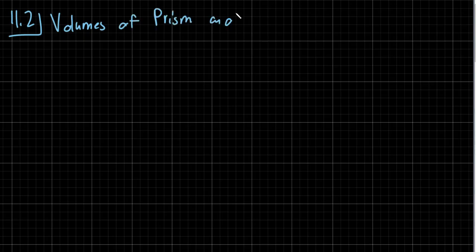Cool, that's a fun thing. These are all yours. So this is 11.2, we should probably start with that. This is volumes of prisms and cylinders. So we just had what we'll call a rectangular prism. This is what we had with the calculators.